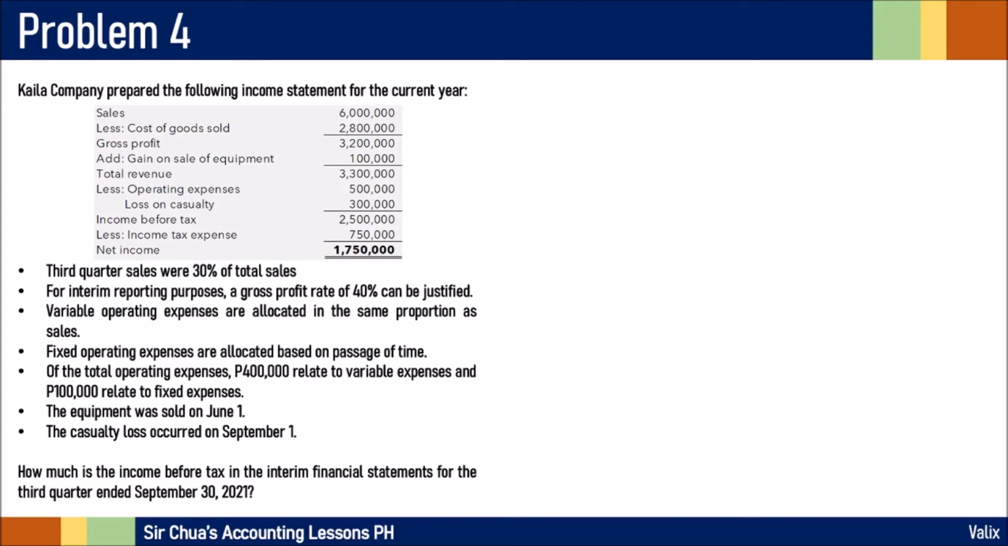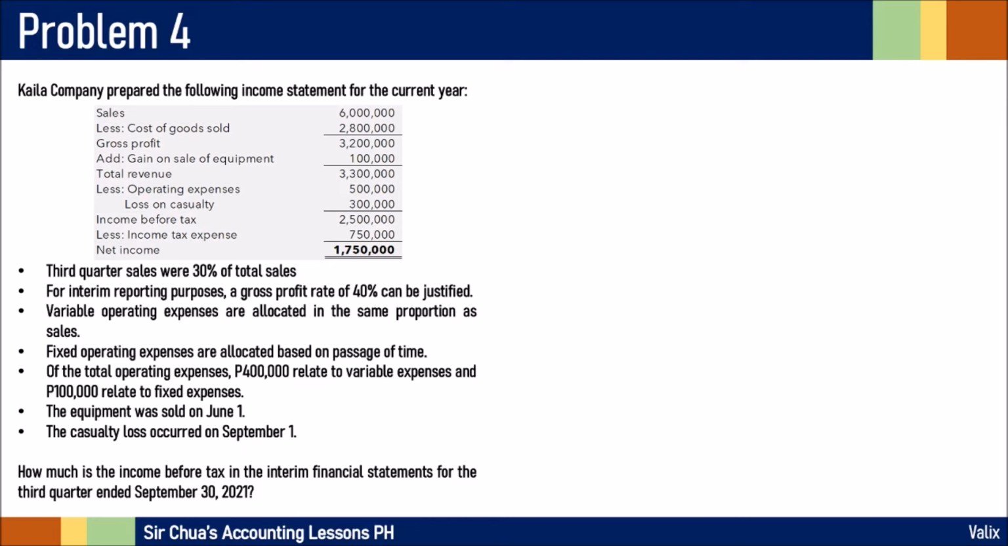For interim reporting purposes, yan yung sinasabi ko sa inyo na pag interim reporting, gagamit tayo ng estimates. So, a gross profit rate of 40% can be justified. Variable operating expenses are allocated in the same proportion as sales. Sanay naman na tayo dyan. Siyempre, kung ano ang galaw ng sales, usually, ang variable cost, diba, ganun din ang galawan. So, ganun din i-apply natin dito. However, your fixed operating expenses are allocated based on passage of time, so incurred evenly throughout the year. Of the total operating expenses, so kita naman po natin na 500,000 siya. 400,000 is variable and 100,000 is fixed.